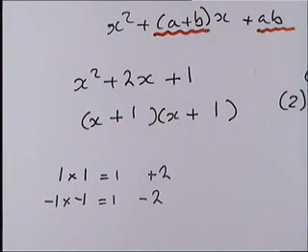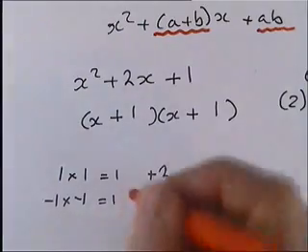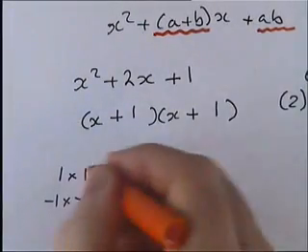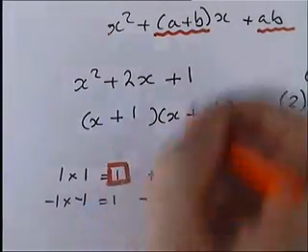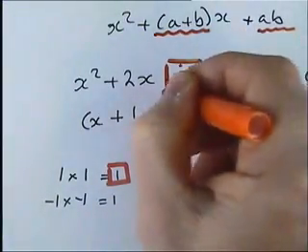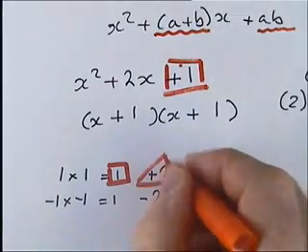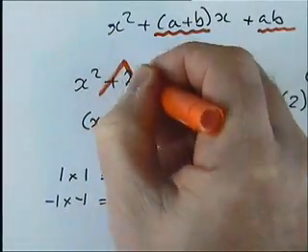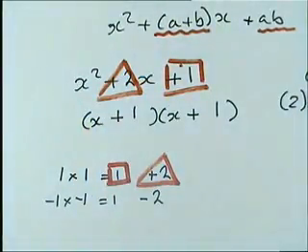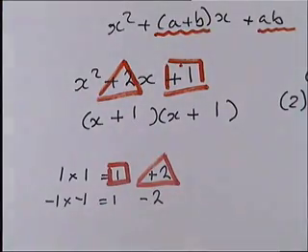So we factorized. It's multiplied together to make the 1, and it's added together to make the 2, the positive 2.